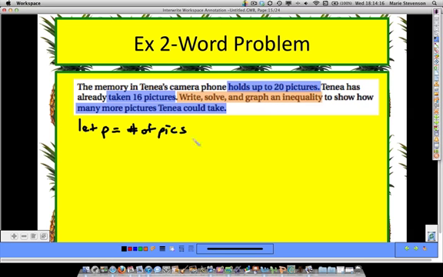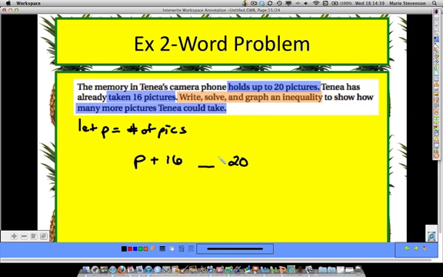So what we do is we say the number of pics remaining plus what she's already taken, which is 16. Okay, and you know the total is 20, right? So that goes at the end. The question is, what's my inequality? It says it holds up to 20 pictures. So does that mean it can actually hold 20 pictures? Yes, so that makes it equal to.